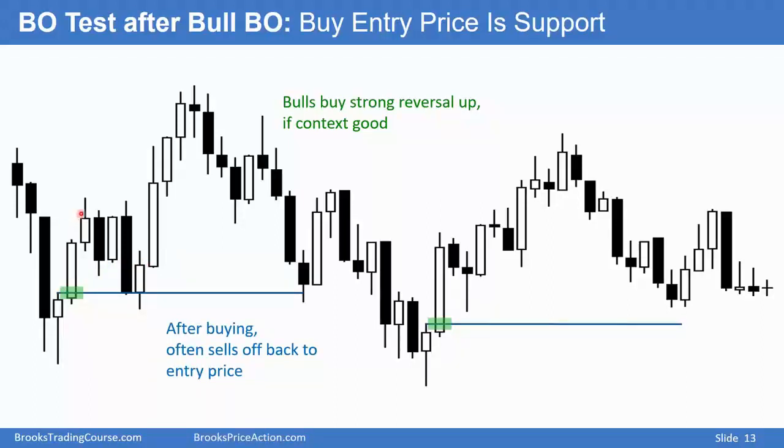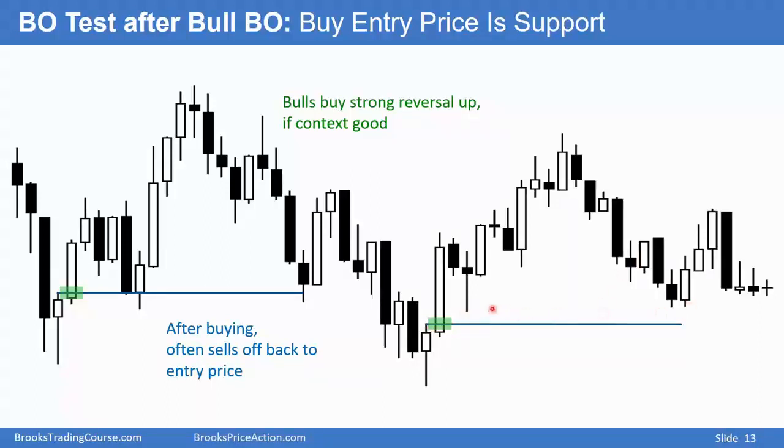After buying, the market often tests back down to the original entry price to see if bulls will again buy at that price. Here, it dipped below the price. It dipped below the price again here. And again, bulls bought at the original entry price. The market reversed up strongly, a lower low, major trend reversal, wedge bottom, 1, 2, 3, micro double bottom, good looking buy signal bar. The market tested the price here, the bulls bought again.